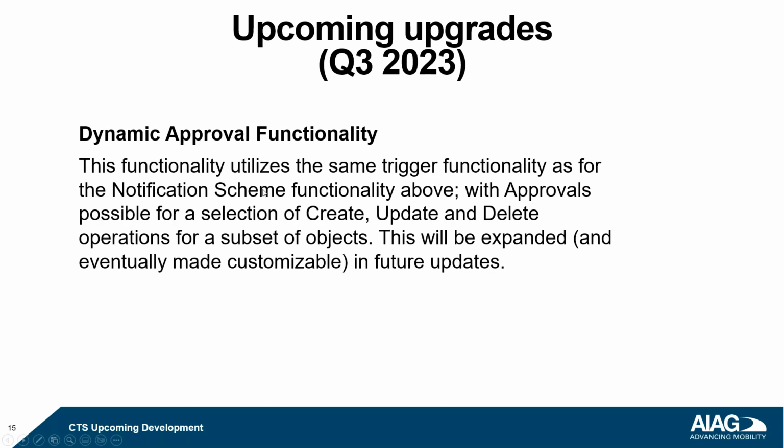Final one here in the Q3. Where is it, the final one? I think so. Dynamic approval functionality. It will follow the exact same structure as the notification triggers I just talked about. It's a trigger functionality that happens in the database. Any object can be set to have a trigger for new, for update, for delete.